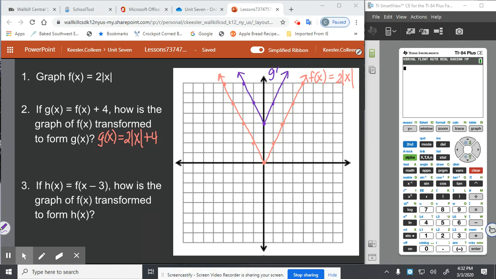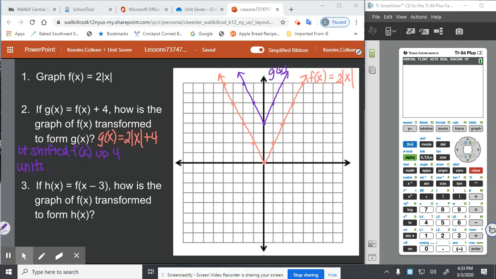So g of x is now that purple line there. And we can say that it shifted f of x up 4 units.